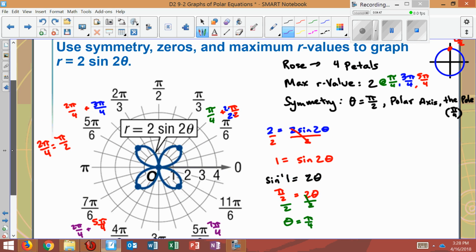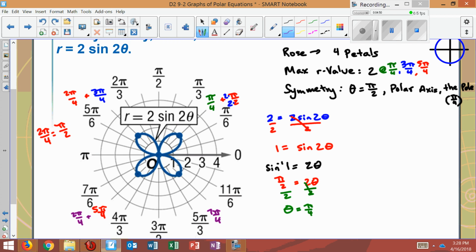The zeros will work the same way, but we can actually see where they should occur, in between the maximums. Let's check it at 0, pi over 2. Since everything is going straight in the picture, everything's in line, there's no tricks here. But if you weren't sure, again, plug in 0 for r. So I would say 0 equals 2 sine 2 theta.